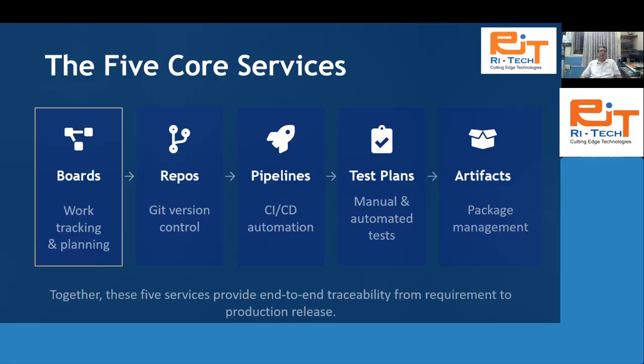Second is Repos. Repos will get you the Git version control, so you will manage your versioning. Then the Pipelines, where we'll configure the CI/CD automation. Then we'll have the Test Plans, manual and automated, then Artifacts, the package management.